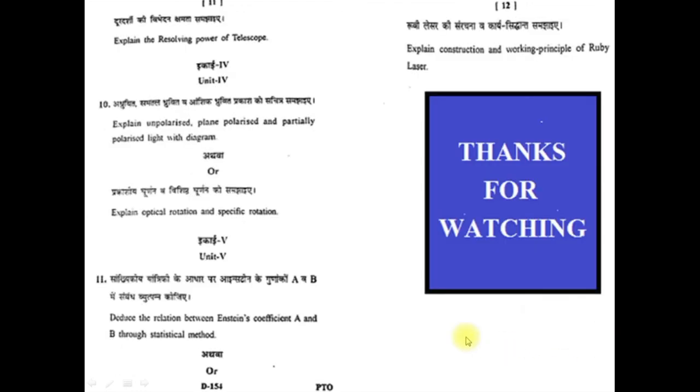From unit 3, the question is, explain diffraction of light at a narrow circular aperture. Its OR question is, explain the resolving power of a telescope. So you have to answer these questions in great detail.